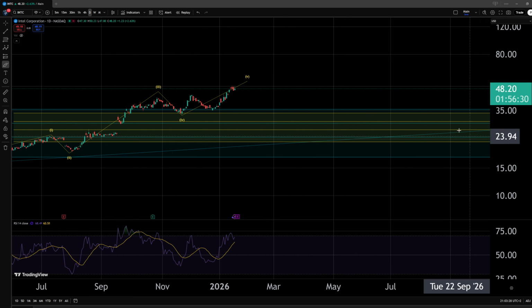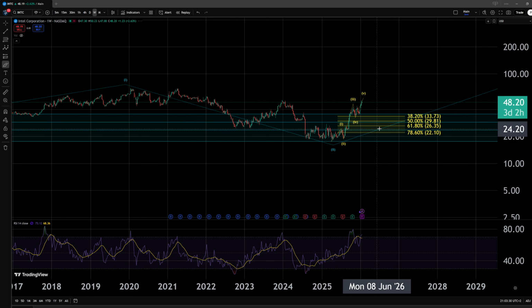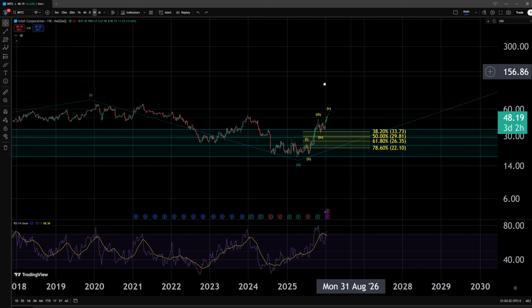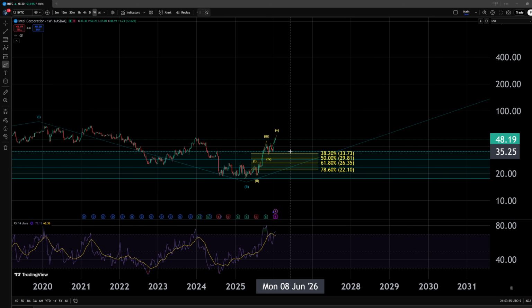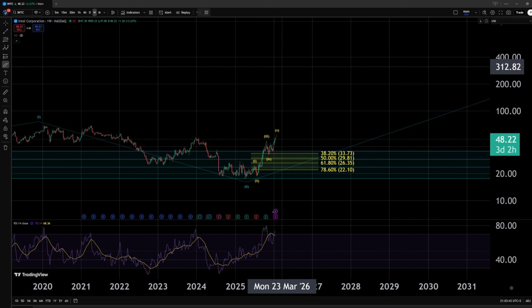Now remember, this would be a wave 3 of an even larger wave 3. We would see very serious extensions in a normal outcome, in a normal follow through of this pattern.